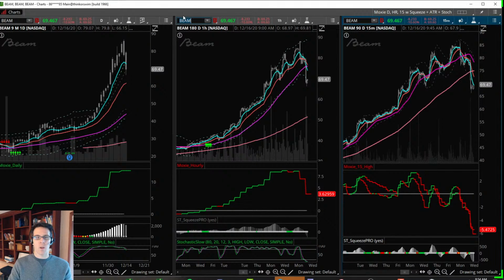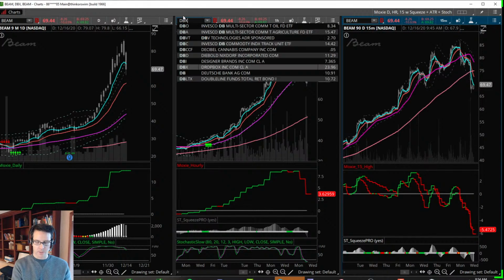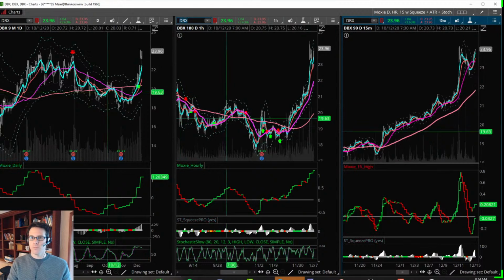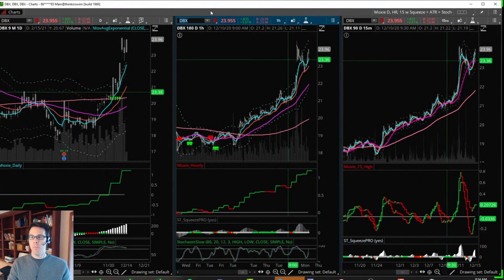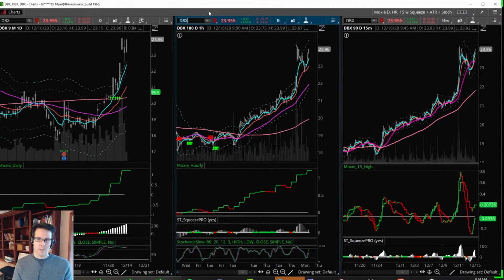All right, then let's see. DBX. Yeah, Dropbox. So yeah, big move. Careful with it because again, it's very extended. I mean, this thing is way up here. There's a big gap between price and the hourly 50.